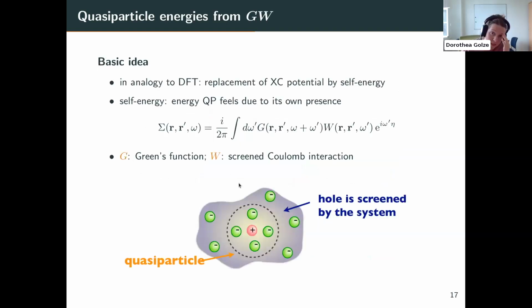So what is now the basic idea of GW? In analogy to DFT, we replace the exchange-correlation potential by a self-energy, and the self-energy is the energy the quasi-particle feels due to its own presence. A little bit hand-wavy, but I think that's the best we can do in this time. G stands for the Green's function, and W for the screened Coulomb interaction. So it's not the name of a person, but rather the matrix notation we typically use for these quantities.